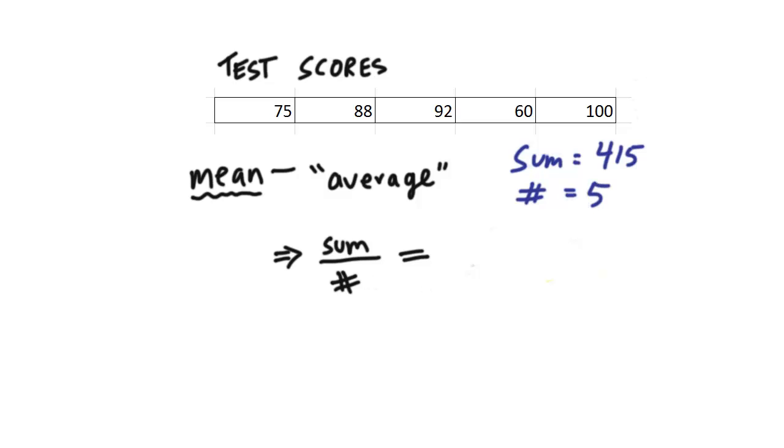Okay, so to find the average or the mean, you just take the 415 and then divide that by 5, and that is equal to 83. Right, so that means the average of the 5 test scores, or the mean, is 83.